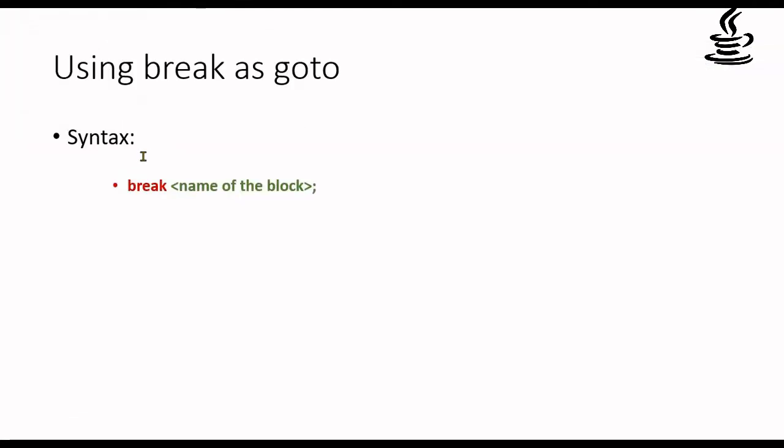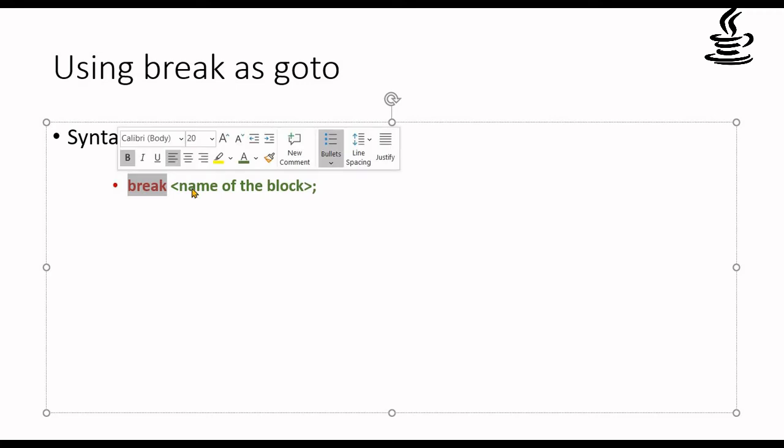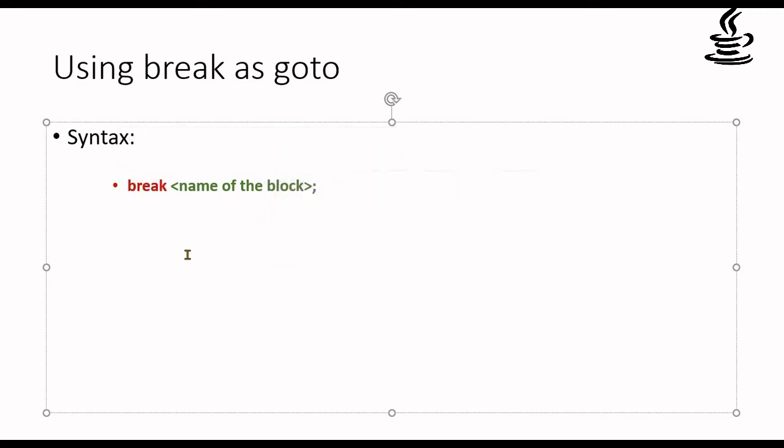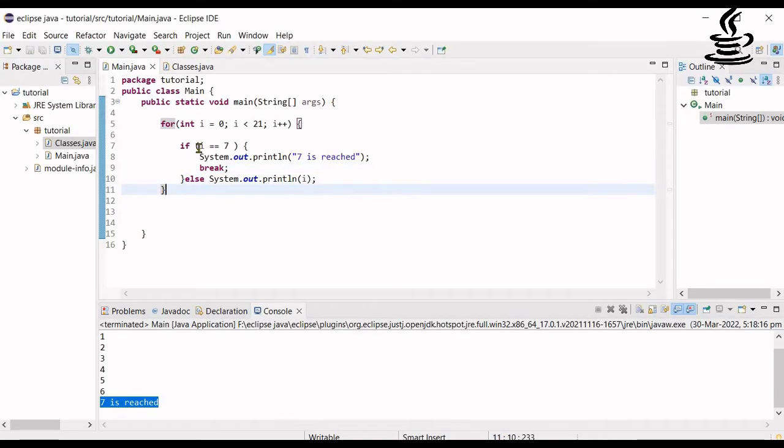The general syntax of using break as a goto is first we write the break keyword followed by the name of the block. Now to understand how we name a block, let's head over to Eclipse IDE. So let's first remove all of this.